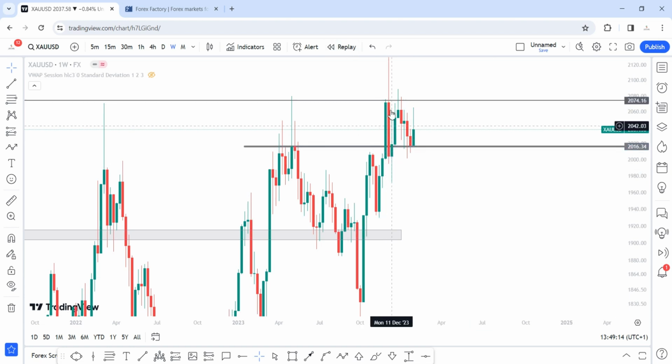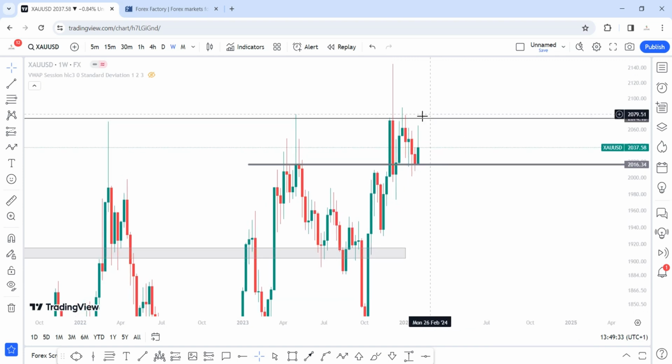And why is that? Simply because if you look between the 2016 area and the 2074 area, price has been ranging on the weekly time frame, right? Blasted up, blasted down, blasted up, blasted down, and looks to be blasting up once again. So you see all this confusion. So for me to buy, I'd like to see a weekly candlestick close above the 2074 area. And for me to sell, I'd like to see price close below the 2016 area.